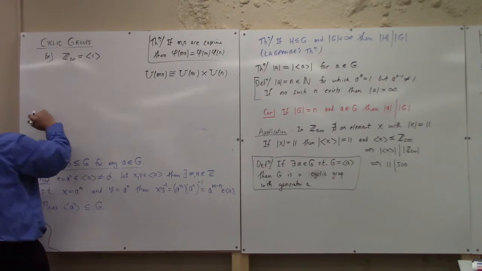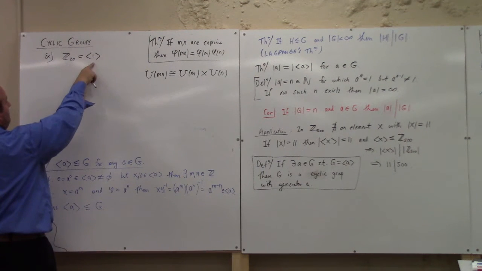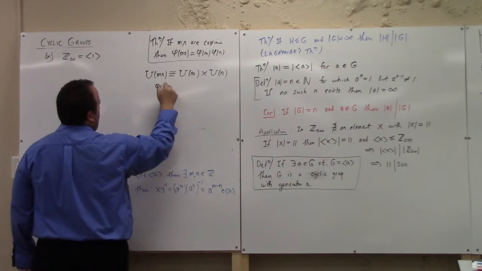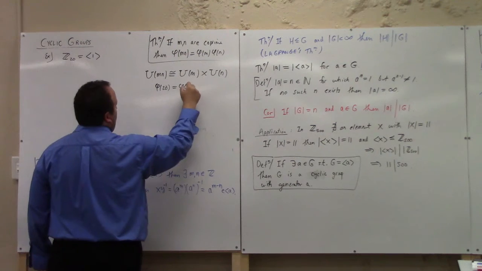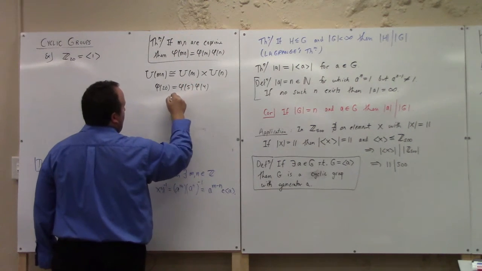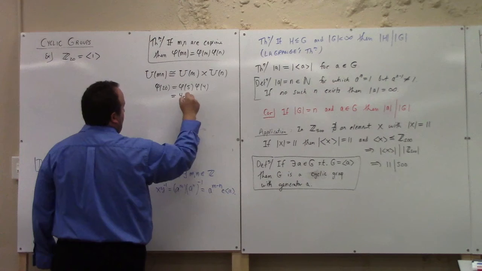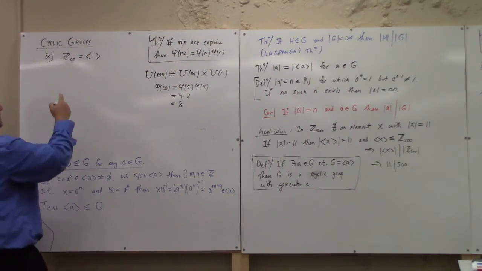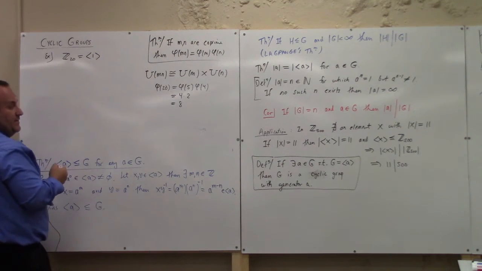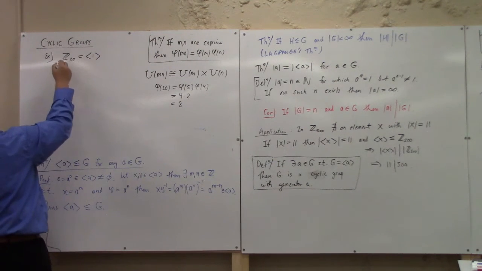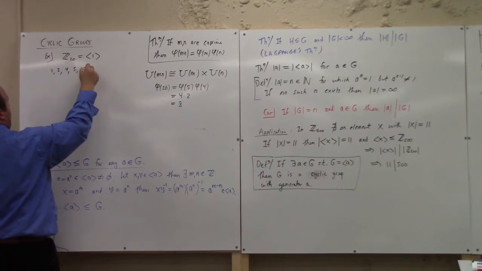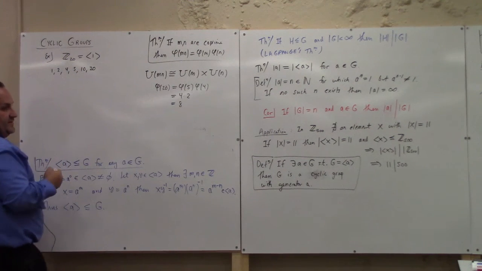Anyway, so what are the other generators? I mean, phi of 20, how many are there? Well, it should be phi of 5 times phi of 4, right? Phi of 5 is 4 because 5 is prime. Phi of 4, I think we said, was 2, so there are 8 generators in here. There are 8 other things you could put here, right? But what are the divisors of 20? 1, 2, 4, 5, 10, 20. Those are the divisors.